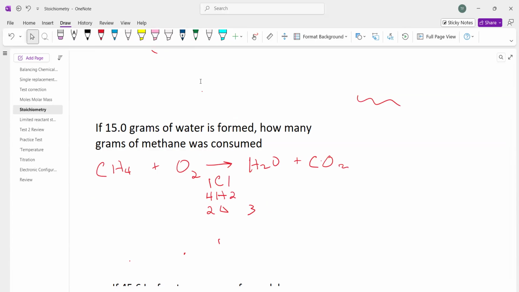Okay, so let's put a 2 here. That'll kick that up to 4. Okay, that changes the number of oxygens now to 4. Okay, oxygens are not balanced, so we need to put a 2 out here.